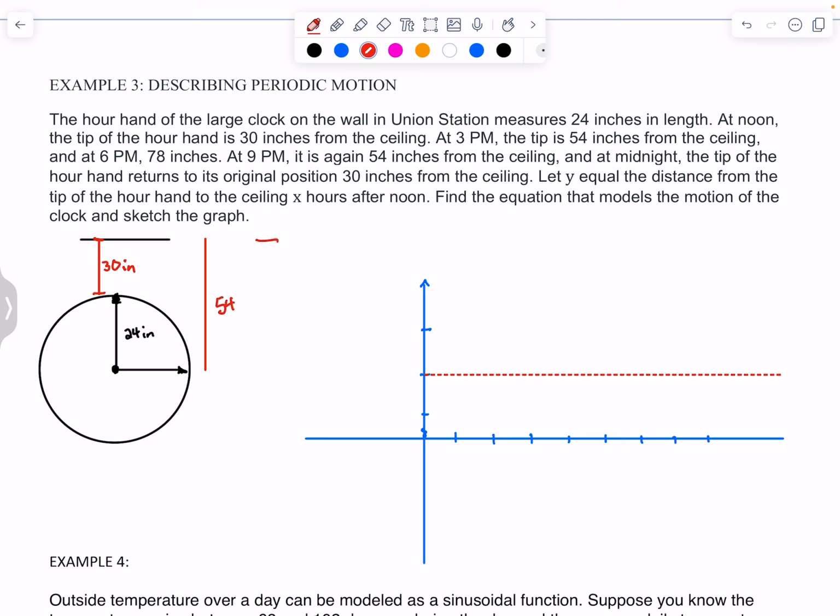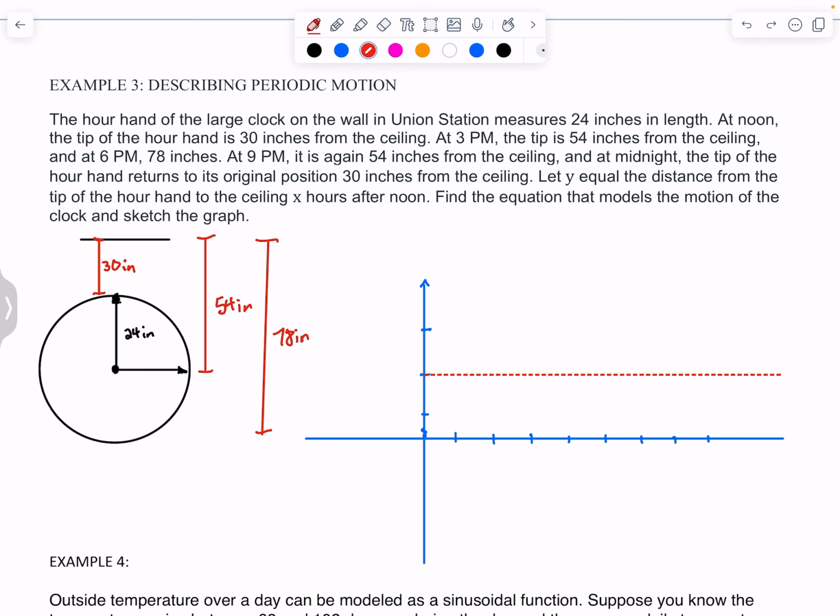And then at 6 o'clock, they tell us that all the way across here, that's going to be 78 inches. So you can see that that's going to be rotating, and we're going to go from 30 inches away from the ceiling, and then it's going to rotate around. And then as it gets to 3 p.m., it'll get to 54 inches, and then go around all the way down to 78 inches. And since it's circular like this, we're going to get this motion of our sine or cosine wave depending on what we take.